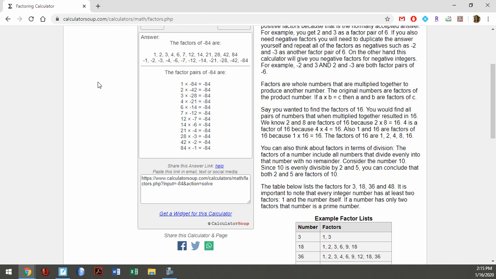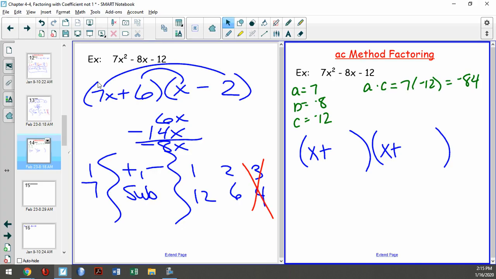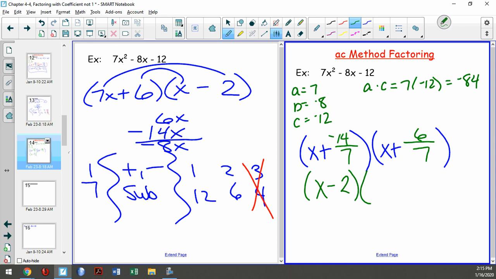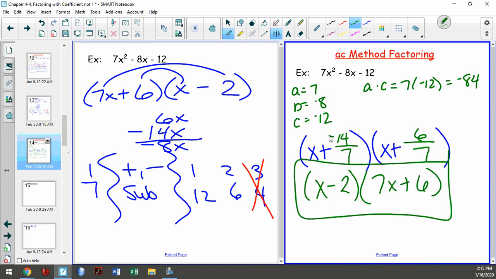Anyone? Yep. How about -14 and +6? So this is -14 division, +6 division. What goes underneath of them? A, which is going to be 7. So what's -14 over 7? So that's going to be x minus a 2, parenthesis. Can I reduce 6 over 7? No, so what's that going to give you? 7x plus 6. Do we understand that, yes or no?